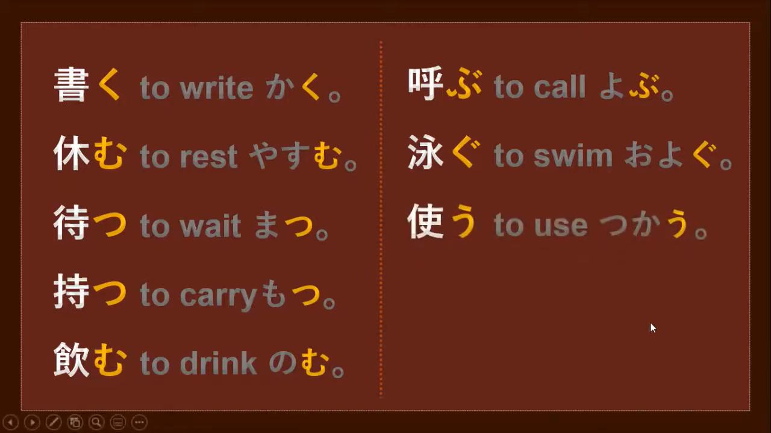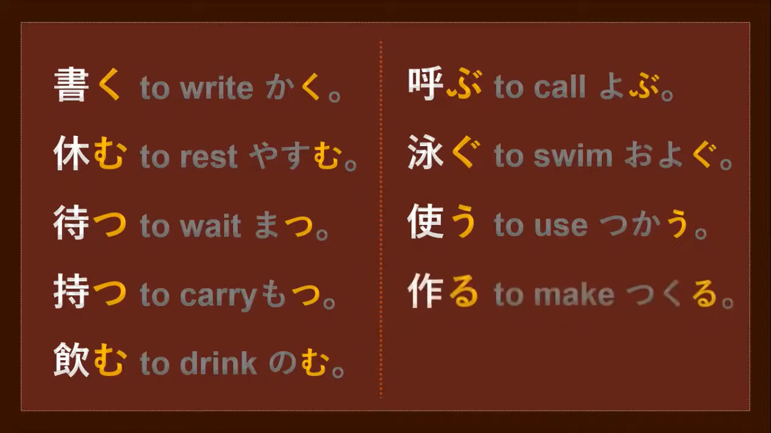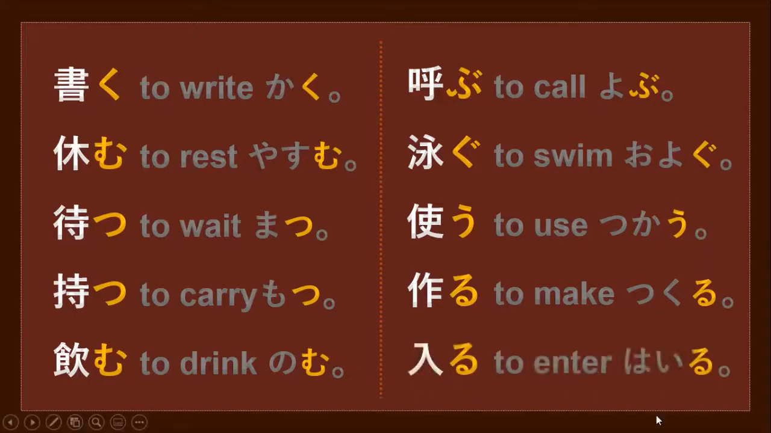So to use is 使う. Later on, of course, we'll upload the pronunciation video so you can practice all these sounds more clearly. To make is 作る. And to enter is 入る. Very good.